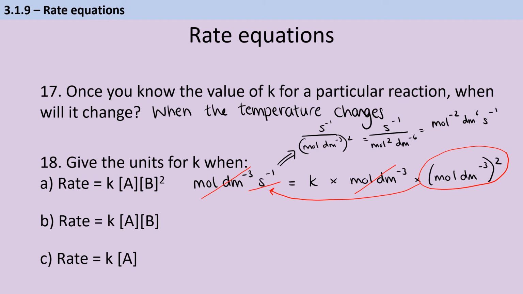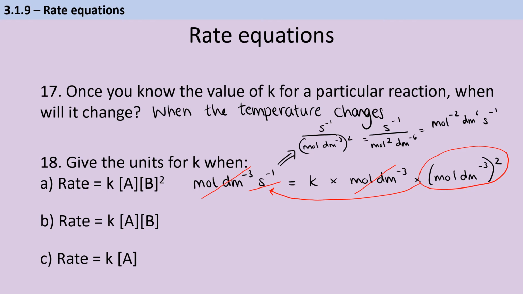So instead of 1 over moles squared, I can write moles to the -2, and instead of 1 over decimeters to the -6, I can just write decimeter 6. And even though mathematically the convention would be to put positive integers first, in chemistry we just keep things in the order they've always been. So we've always said moles per decimeter cubed, so we stick with moles before decimeters and those before second, even though we've got these negative powers in there.